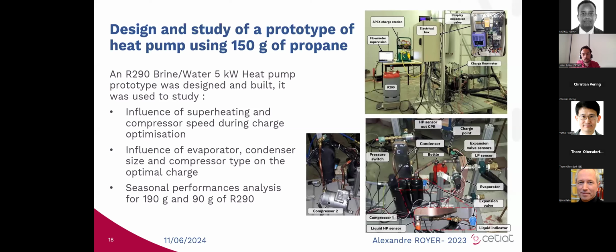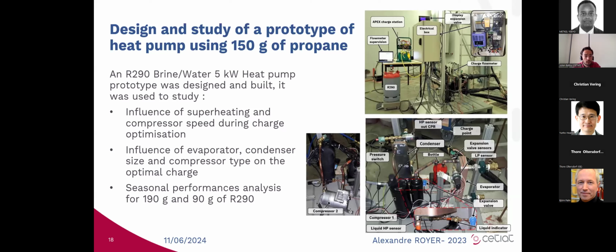So the idea was to design a prototype that could be similar to a domestic heat pump for single houses. The water-to-water choice was made for charge minimizing purposes, and the idea behind it is that you can maybe add an air-to-water heat exchanger to use it afterwards.